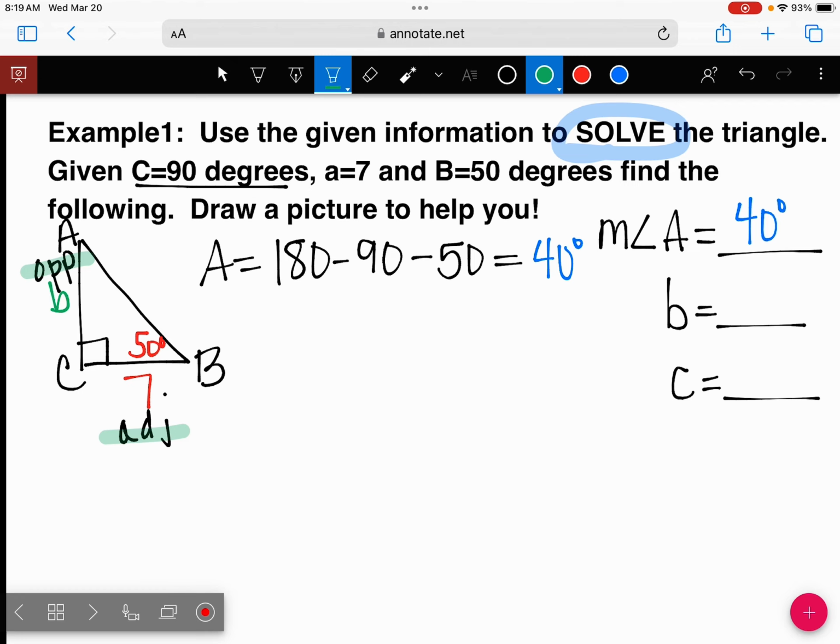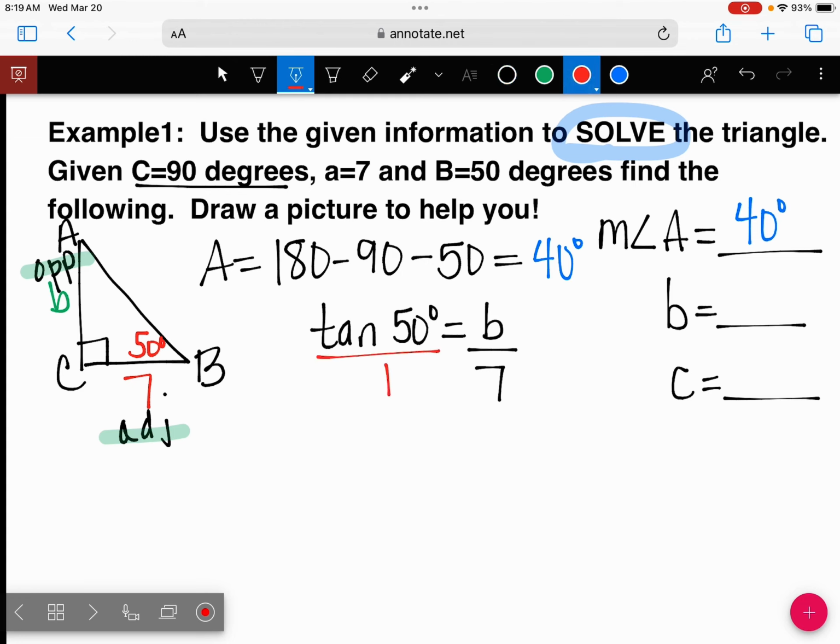What tangent ratio? I just told you. What ratio uses opposite and adjacent? Tangent. So we have the tangent of 50 degrees is equal to opposite, which is B, over 7. And we have to solve that for B. This is a proportion, so you can always make this over 1 and cross multiply it if you like. When you do that, you should get that B equals 7 times the tangent of 50. So in your calculators, go ahead and type in 7 times the tangent of 50.